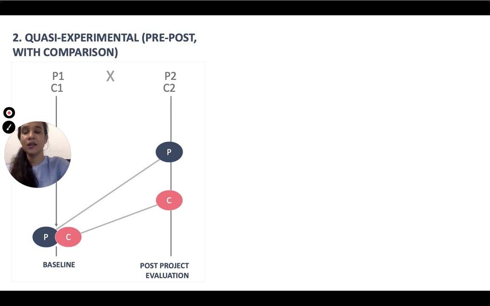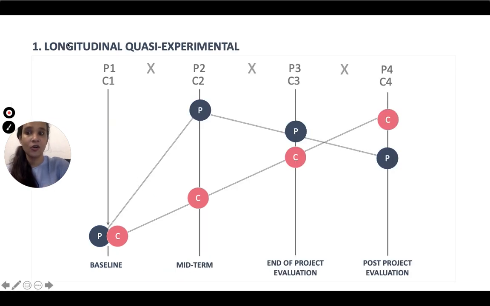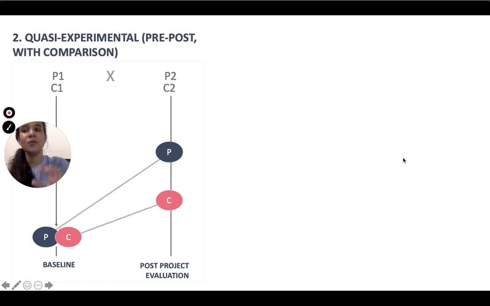The next one that we look at is still some sort of a quasi-experimental, but it's not longitudinal. Longitudinal is when you're tracing over multiple time frames, whereas in this one, we're just looking at a quasi-experimental design, which has both a comparison group as well as looking at it at different points in time.